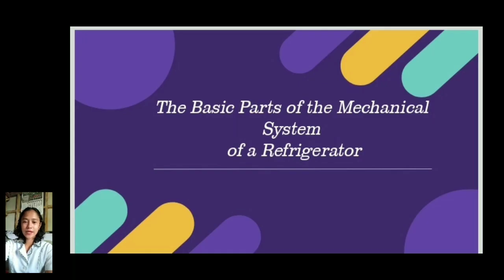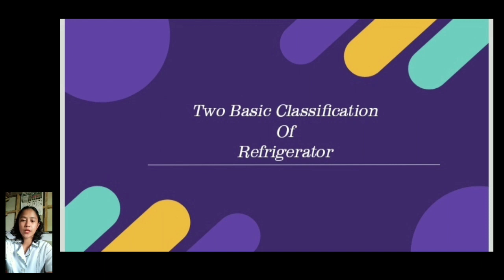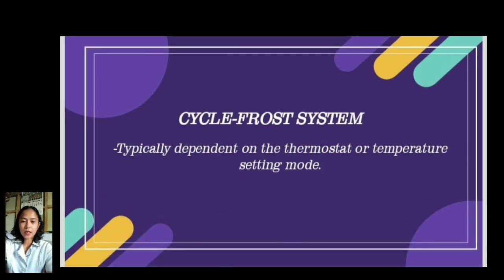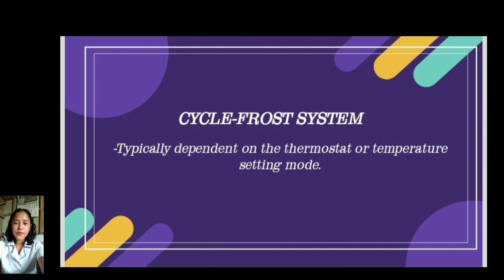Let's discuss now the basic mechanical part of the refrigerator. But before that, we have two classifications of refrigerator, which is the cycle frost system and the free or no frost system. When we say cycle frost system, it's depending on thermostats or the temperature setting mode, meaning to say it depends on the user if he or she wants to adjust the temperature to higher or lower temperature. As you observe in your refrigerator, in the upper part of your refrigerator, it is called the evaporator or the freezer.